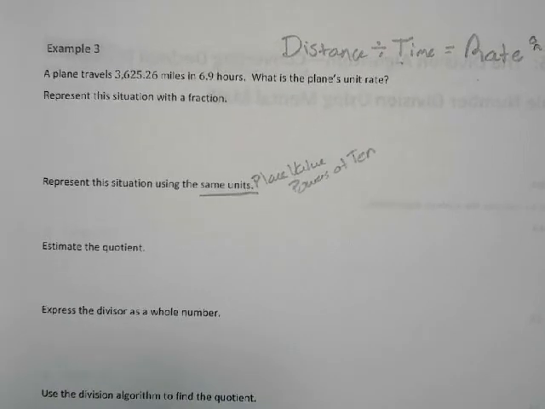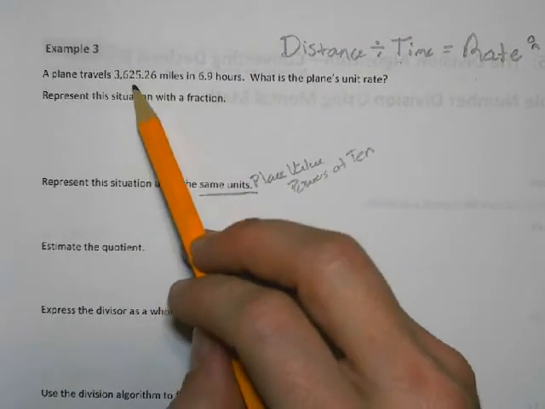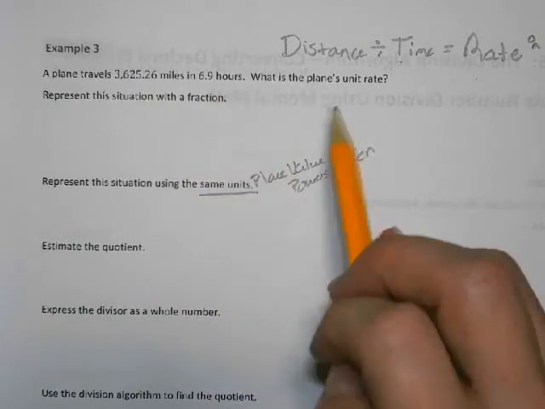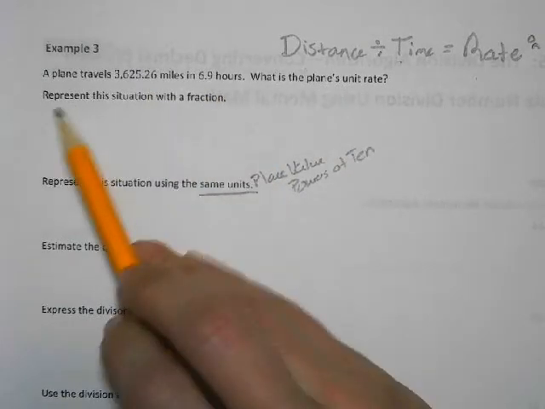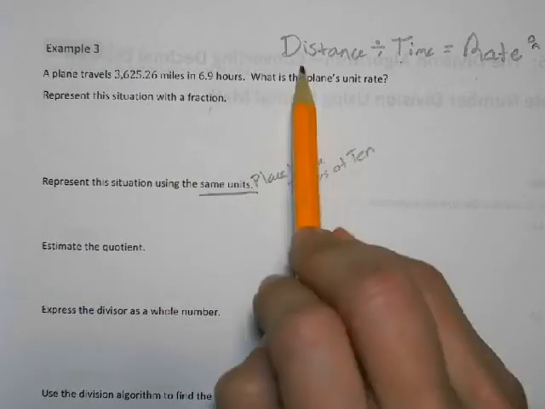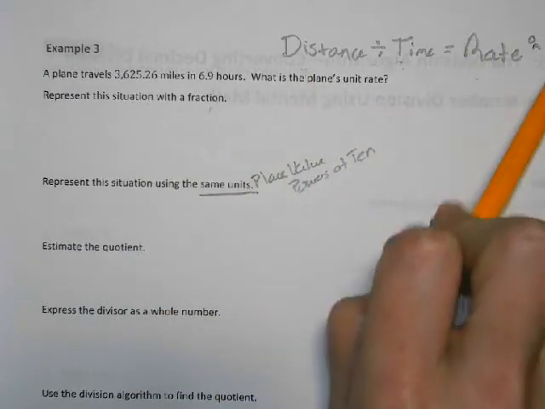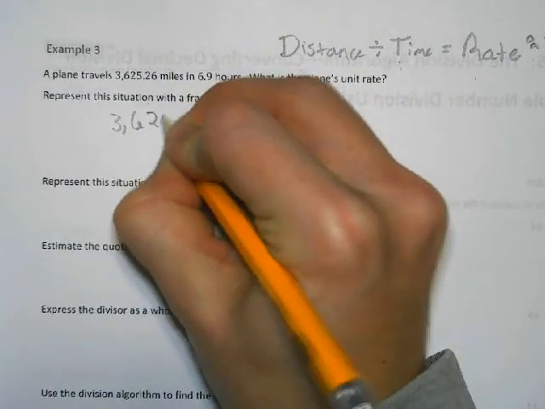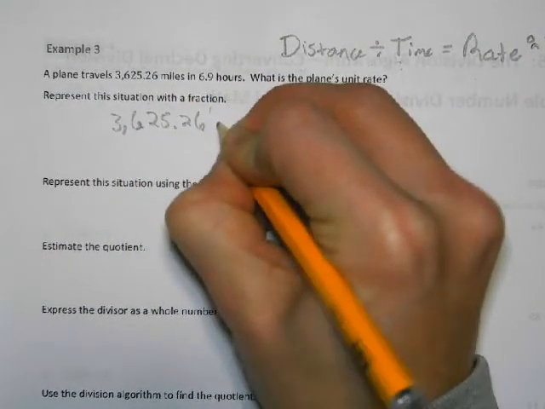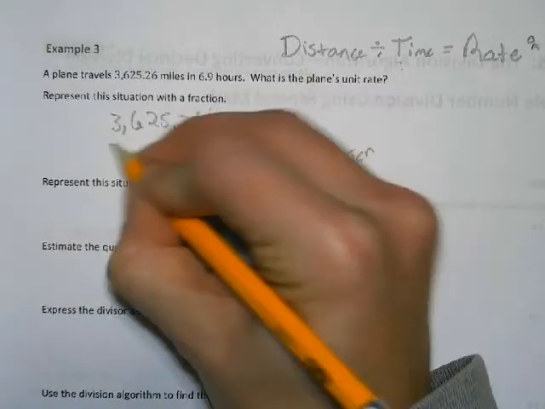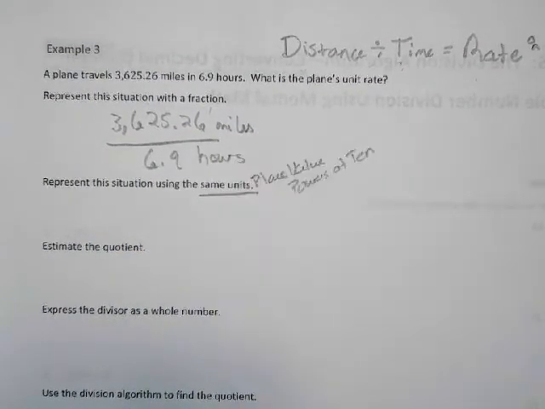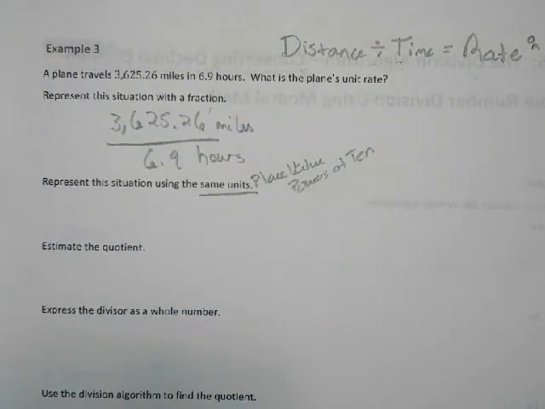So we have a plane that travels 3,625 and 2600 miles in 6 9/10 hours. What is the plane's unit rate? So represent the situation with the fraction. So distance divided by time or distance over time. So my distance is the numerator. And I'm going to write miles so that I don't forget. Over 6 9/10 hours. Now, next step.